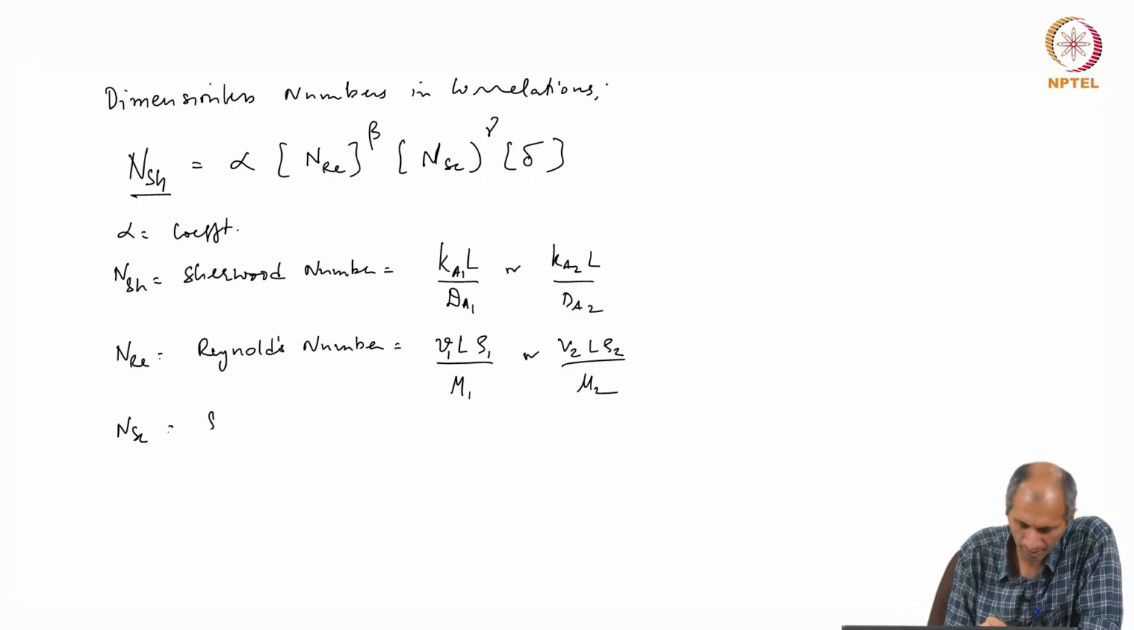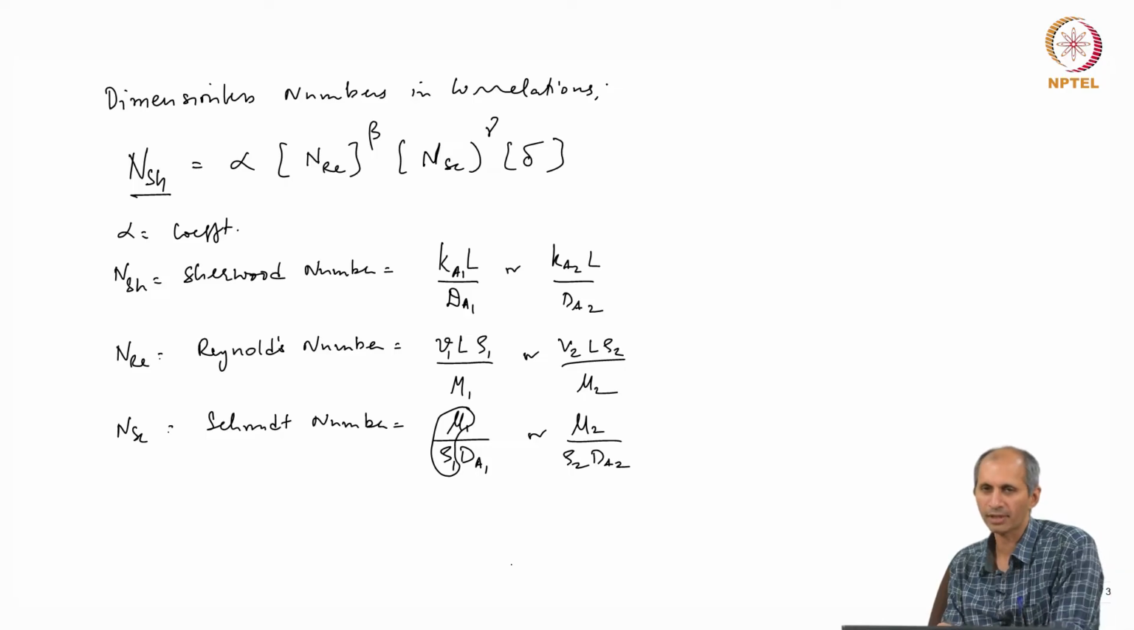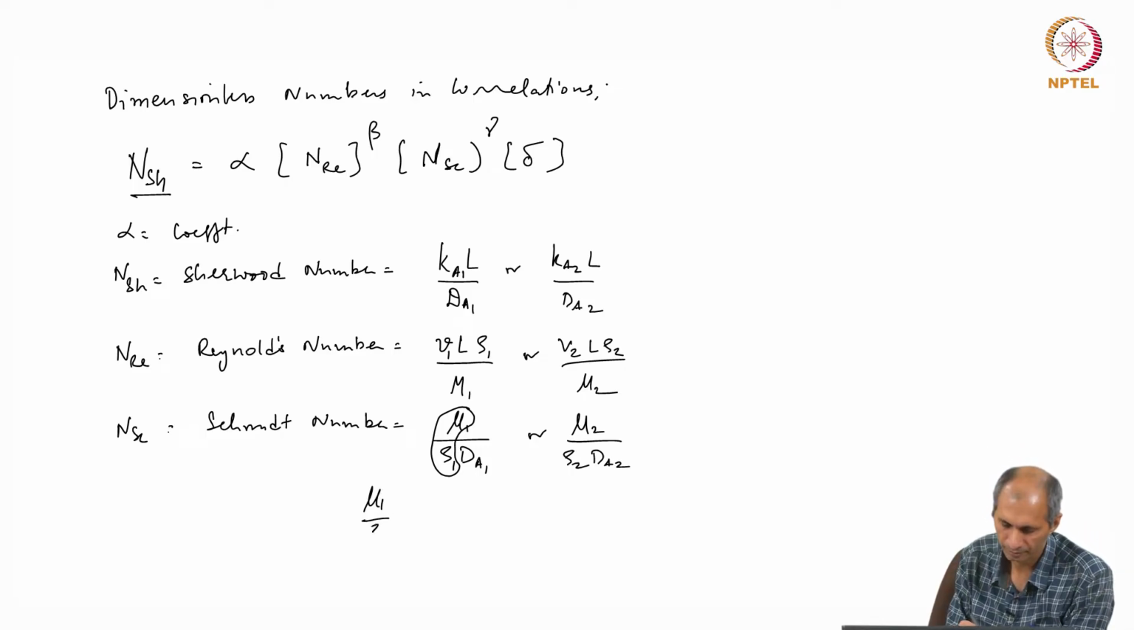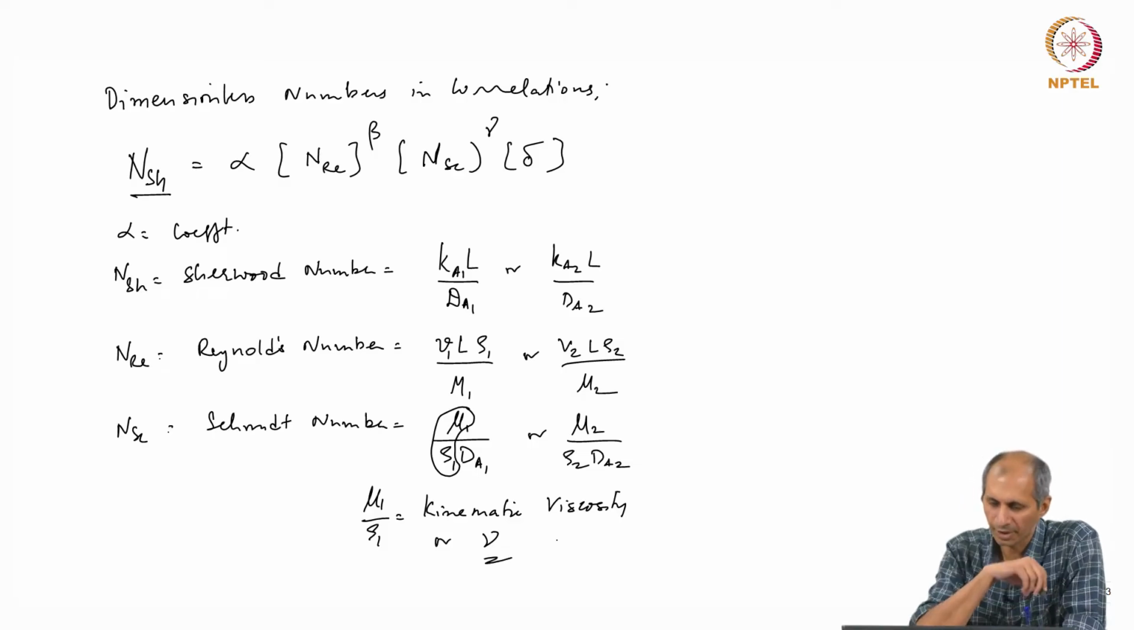And then there is the third quantity called the Schmidt number, which is mu by rho dA. It is either mu A1, rho A1, dA1 or mu 2 by rho 2 dA2. So the Schmidt number is this divided by this. Mu 1 by rho 1 is called the kinematic viscosity. There are terms for that, it is given as nu. This does not matter, this changes from textbook to textbook.